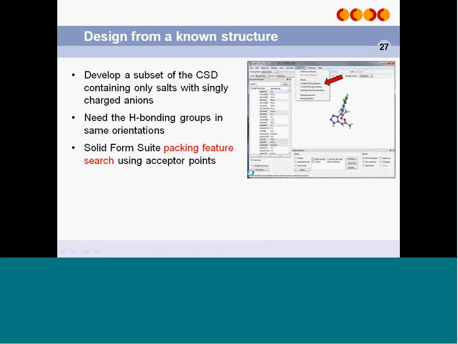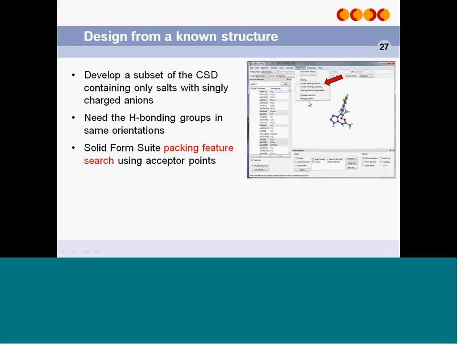The process which Martins and co-workers used was basically selecting a new counterion by arguments of geometric similarity of hydrogen bond acceptors and looking at the pKa of the counterions. I'm going to illustrate how we can use the Solid Form Suite to approach this problem in a similar way, but in a more general fashion.